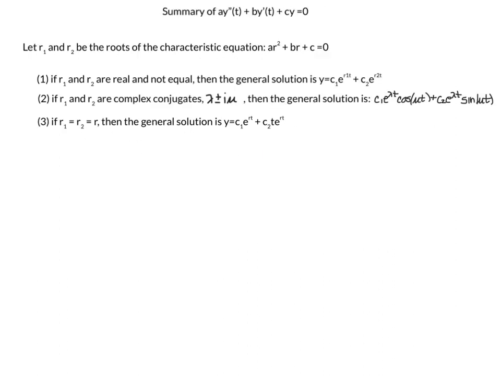Which brings us to this summary slide for second order, linear, homogeneous differential equations with constant coefficients. We solve that by looking at the characteristic equation. Now, if the roots are real and not equal, then this is what the general solution looks like: C1 e to the R1 t plus C2 e to the R2 t. If R1 and R2 are complex conjugates, in other words, the roots are equal to lambda plus or minus i mu, then the general solution y is equal to C1 e to the lambda t cosine of mu t plus C2 e to the lambda t sine of mu t. Now, if R1 equals R2, and we'll just say that's equal to R, which is what we've been talking about in this video, then the general solution is C1 e to the rt plus C2 t e to the rt.